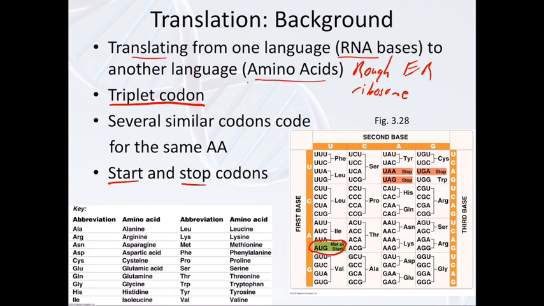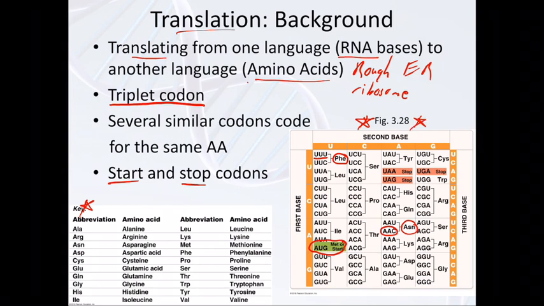Okay, and so this table is going to be very important for you to use. In a second, I'm going to have you do some practice work on this. If you have 3 U's in a row, then you're going to end up with this amino acid, phenylalanine. If you have AAC right here, then you're going to end up with this amino acid here. You definitely don't have to memorize amino acids, you don't have to memorize this table, but you do need to know how to use this table.